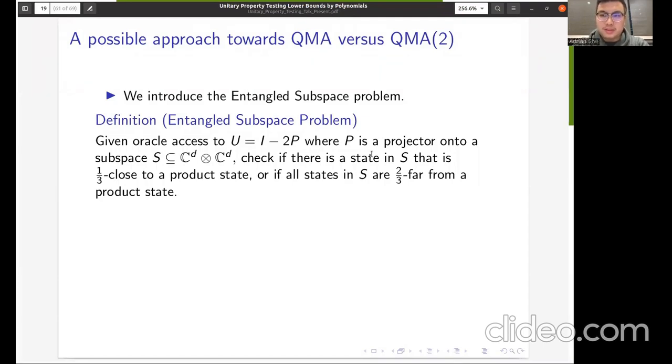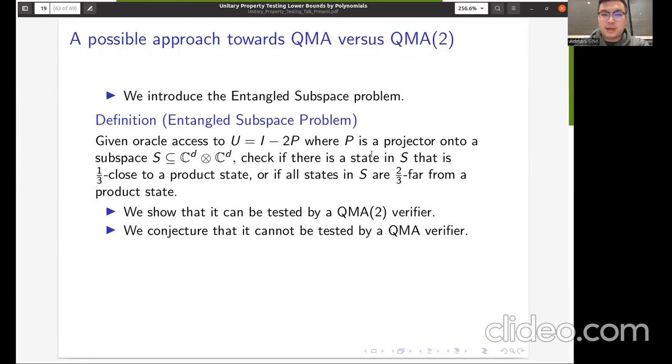Our last contribution in this paper is to describe a possible approach for the QMA versus QMA2 problem. We introduce the entangled subspace problem, which is, given oracle access to a unitary that encodes some subspace S of C^D tensor C^D, to check whether or not there's a state in S that is close to a product state, or if all states in S are far away from being product. We show that this can be tested by a QMA2 verifier and conjecture that it cannot be tested by a QMA verifier.